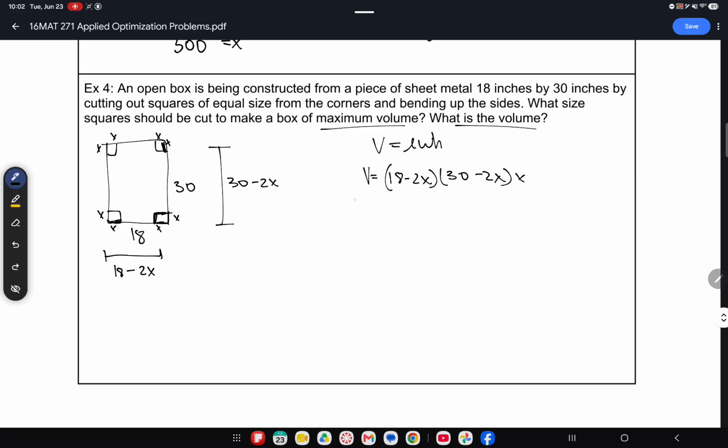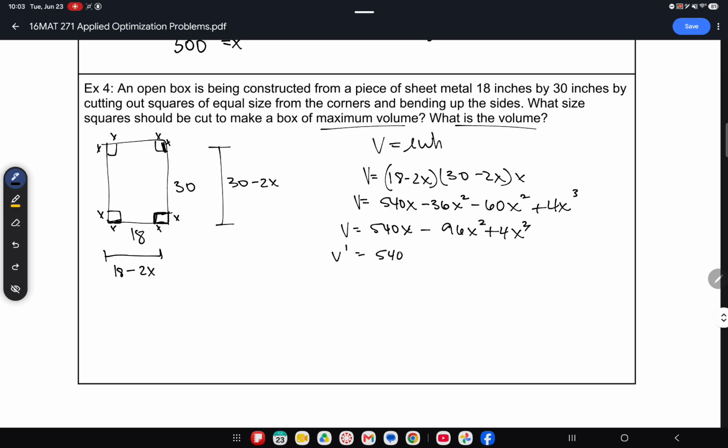So let's see. I'm going to distribute everything out. So let's see here. 18 times 30 is 540. And then I'm going to distribute the x as I go. And then I have 18 times negative 2, so negative 36x, but I have to distribute that extra x. And then minus 60x squared plus 4x cubed. Then I'll combine some like terms. So 96x squared. Now I can do a derivative.